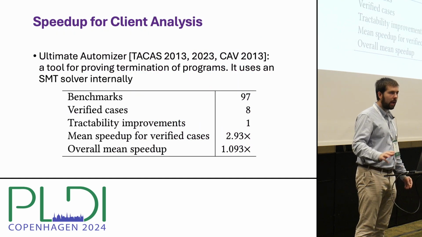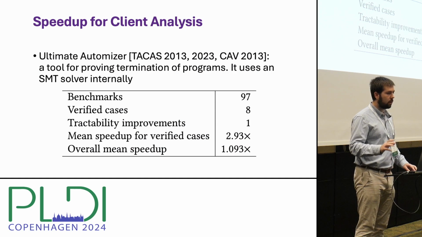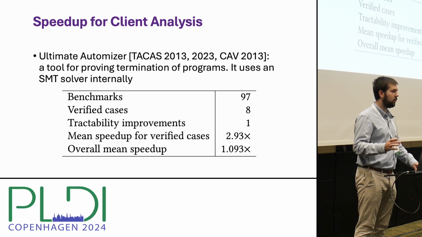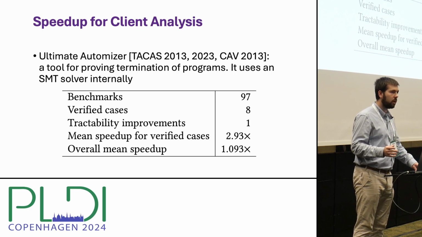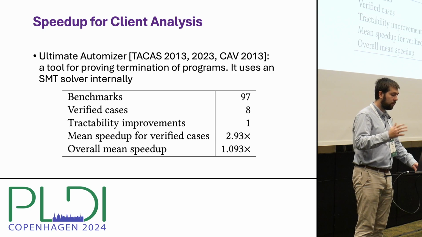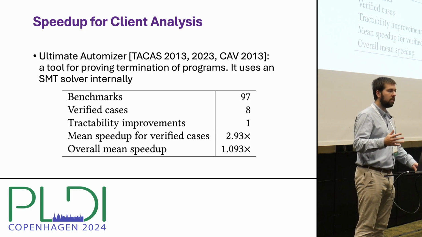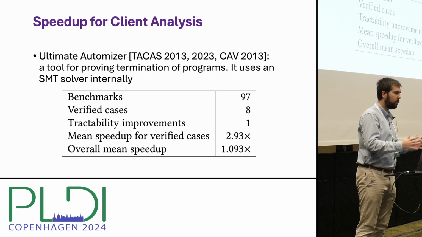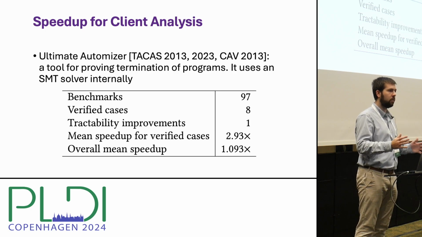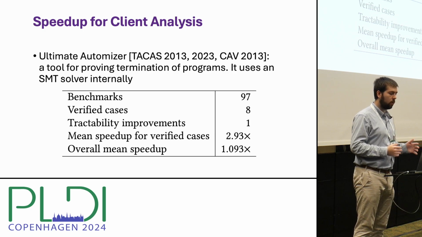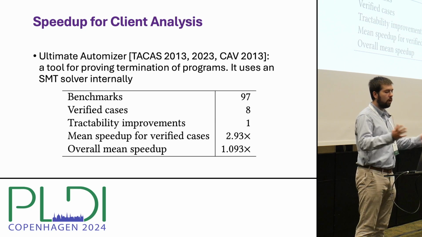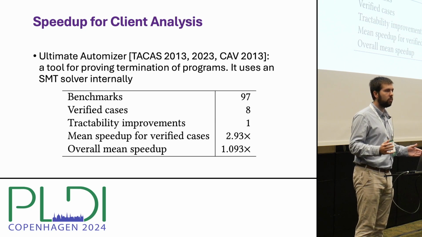And finally, for the last research question, we used an existing tool called the Ultimate Automizer that competes in the SVComp competition that tries to prove termination of programs. It uses SMT solver calls internally. And for this tool, we pared down the benchmark set to those cases that arrays weren't involved because we don't support arrays. And for those cases, on the verified cases, we got about a 3 times speed up. And then overall, that translates to a 9% performance improvement.